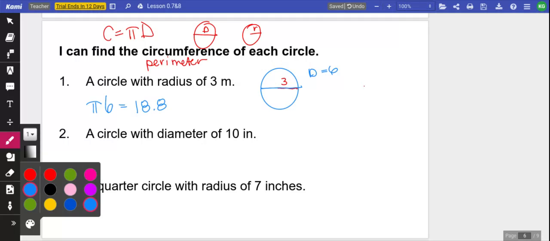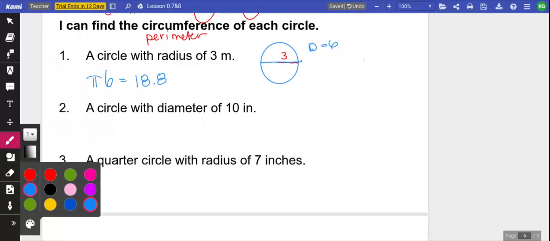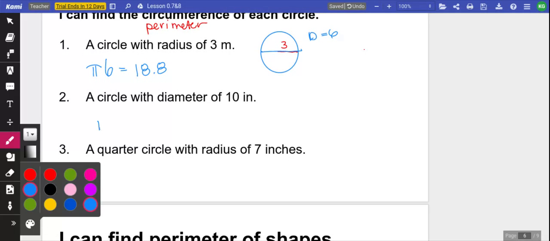And that's fine. On number 2, they say that the diameter is 10. So they give us everything we need. So we have pi times 10, which is 314 point something.